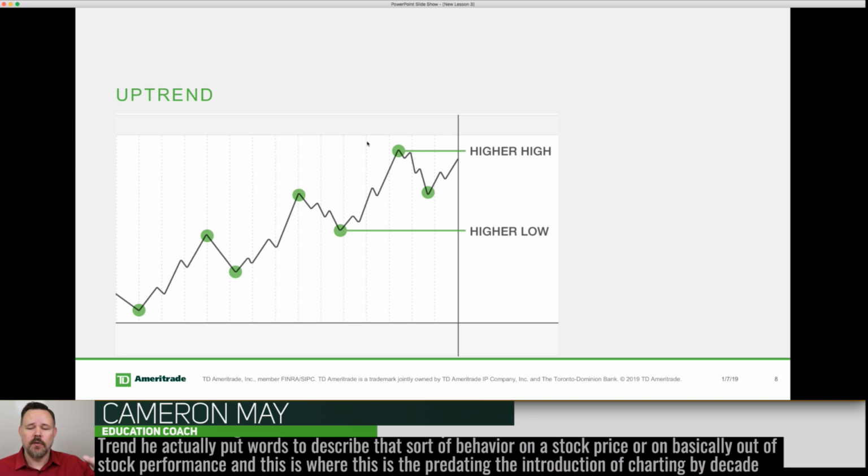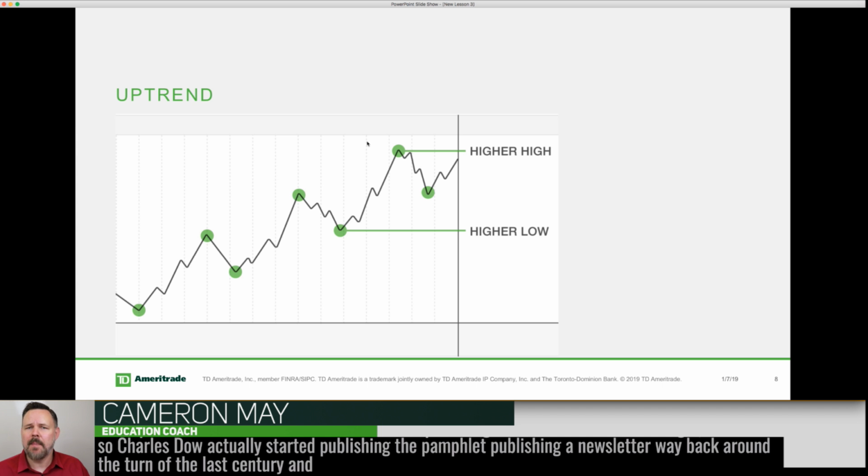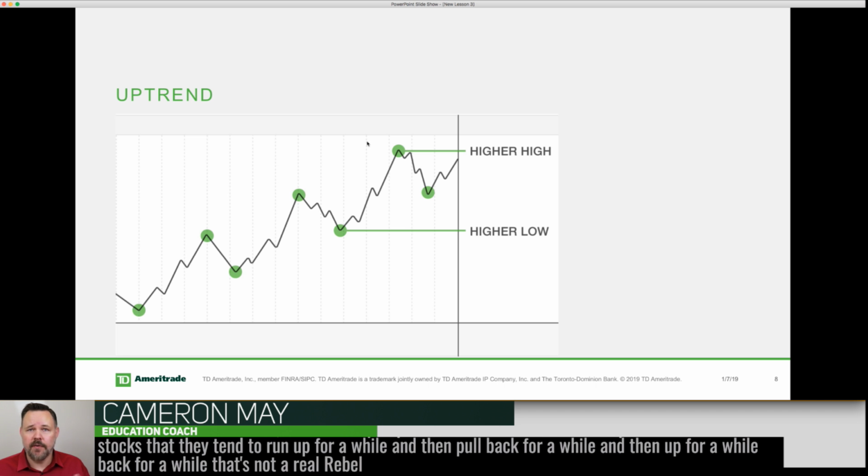by decades. So Charles Dow actually started publishing a pamphlet, a newsletter, way back around the turn of the last century. And in that pamphlet, he noticed, as he observed price movement on stocks, that they tend to run up for a while and then pull back for a while, run up for a while, pull back for a while. That's not a real revelation for anybody.